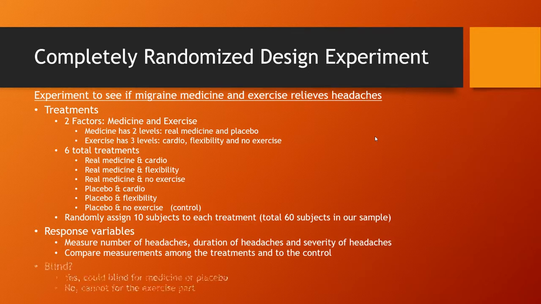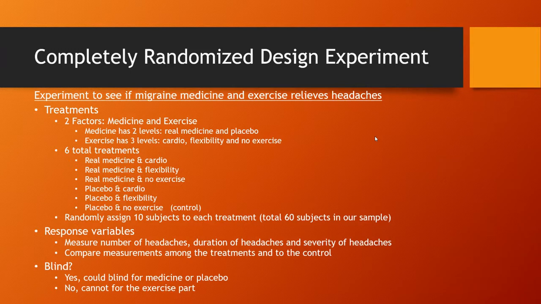Okay. Could we have blinded this experiment? We could have definitely blinded for the medicine. So we can make the medicine and the placebo look exactly the same, and the people in all the treatment groups, they wouldn't know what they're getting. Now, we can't blind for the exercise part. If you're going to do cardio, you know you're doing cardio. If you're not doing any exercise, you know you're not doing any exercise. So sometimes you can blind, sometimes you can't.